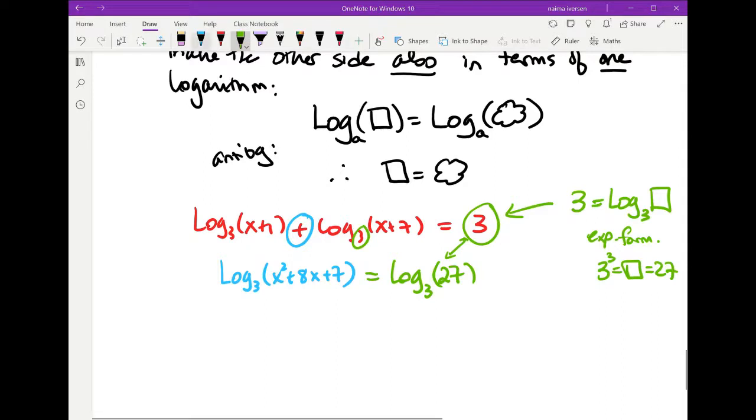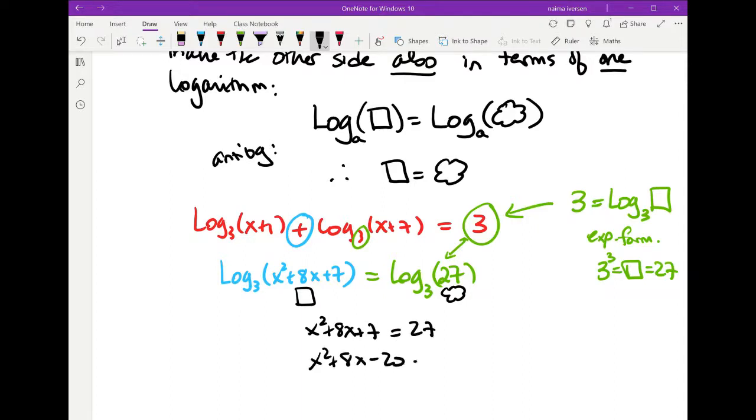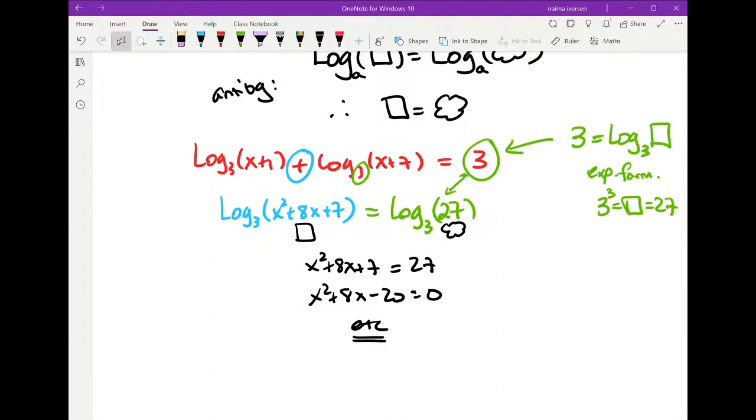What we have now, though, is log base 3 of something is equal to log base 3 of something else. We can anti-log and get x squared plus 8x plus 7 is equal to 27. And so x squared plus 8x minus 20 is equal to 0, etc. And you go back again and make sure that you check your answer in the original question. So this is how we do our questions.